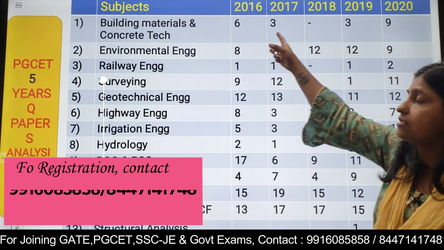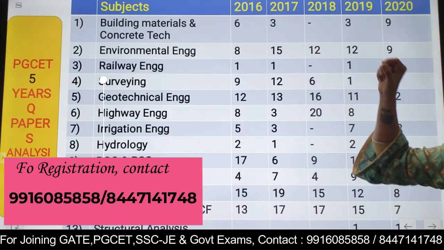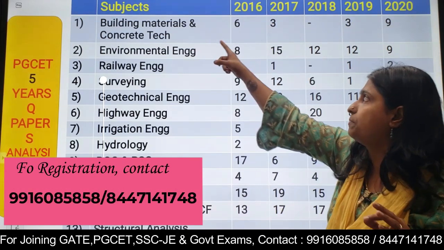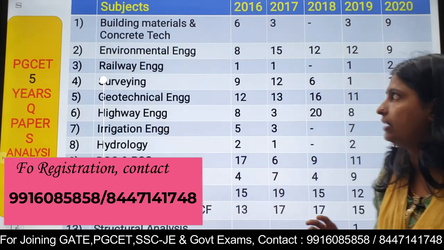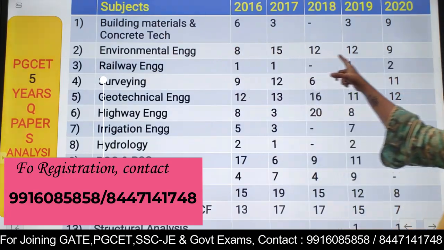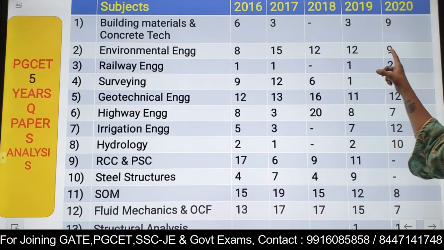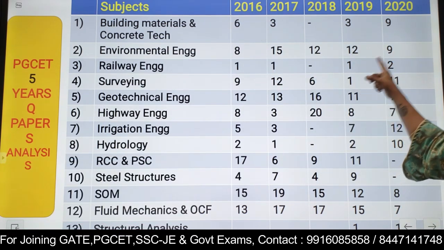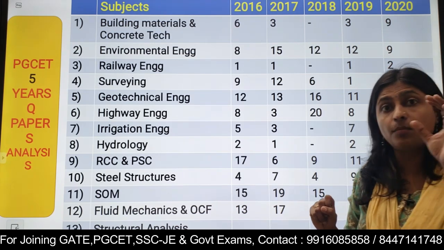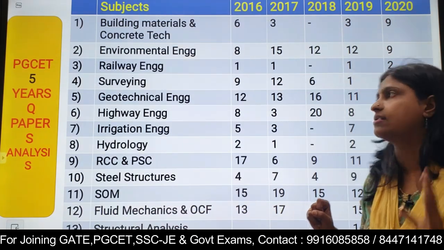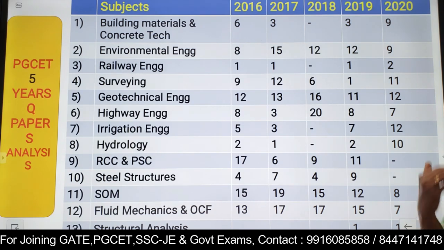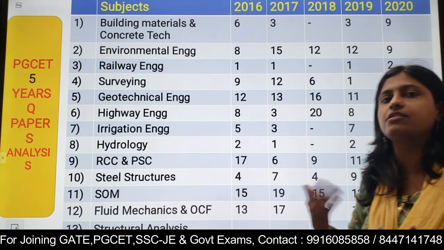So from this analysis, what you can feel is at least somewhere around 4 marks you can expect from building materials and concrete technology. Now next, environmental engineering, if you see, you can see somewhere average of around 10 to 12 marks. Okay, at least 10 marks can be asked from environmental engineering, which means this is important. So you have to give priority. That is how you have to make the strategy.